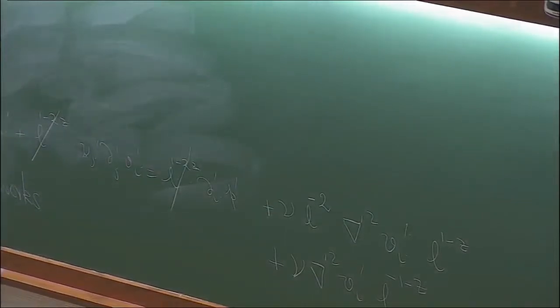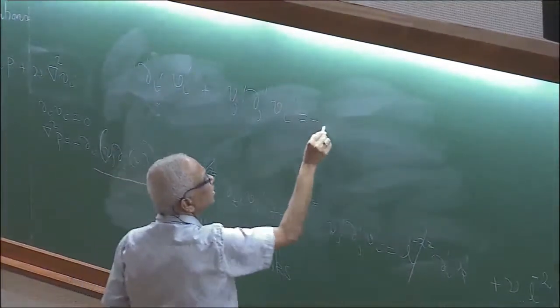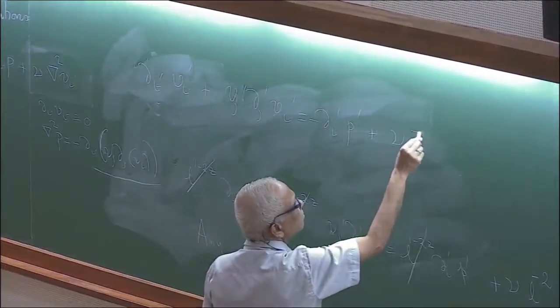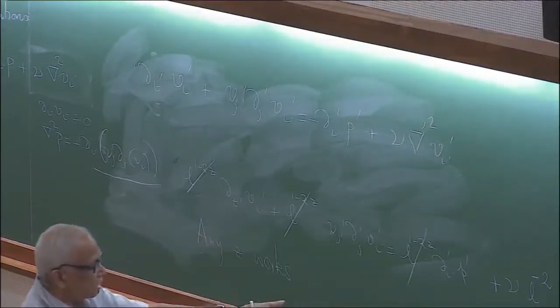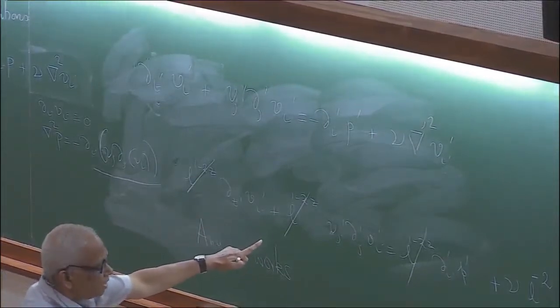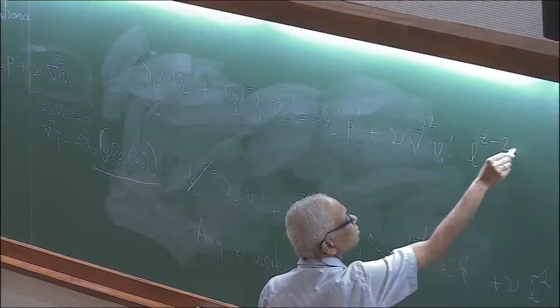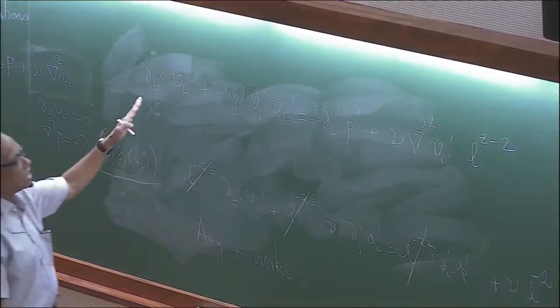And therefore the new equation looks like del T prime Vi prime plus Vj prime del J prime Vi prime minus del I prime P prime, plus now it is nu del prime squared Vi prime, and it is L to the power minus 1 minus Z, and you bring this 2Z minus 1 from the other side, it is L to the power Z minus 2. So this is what happens under a scale transformation.